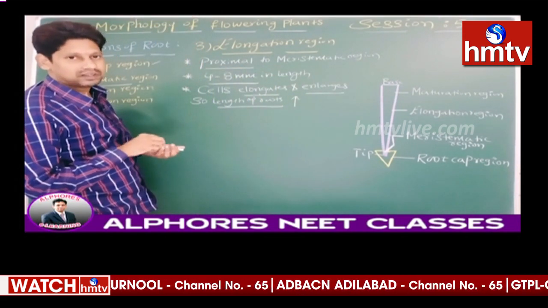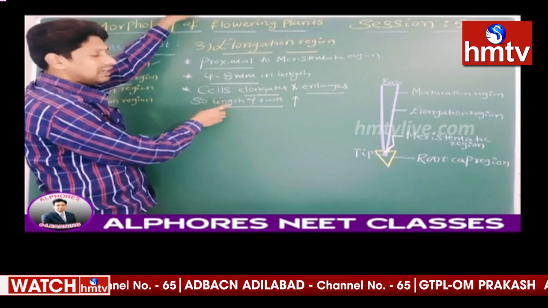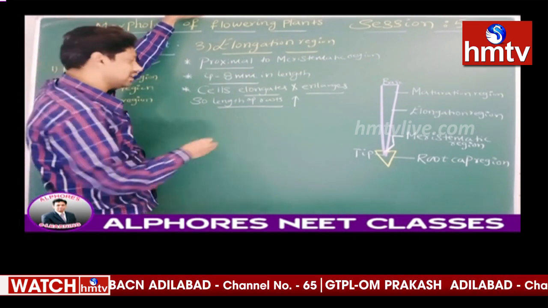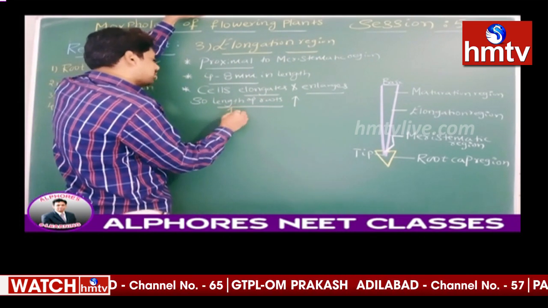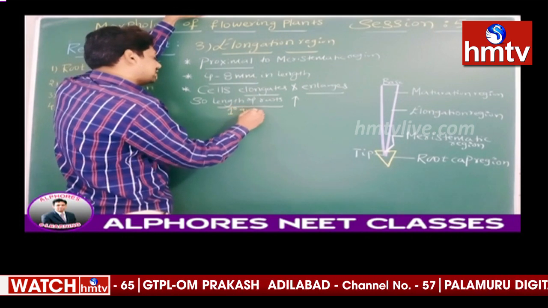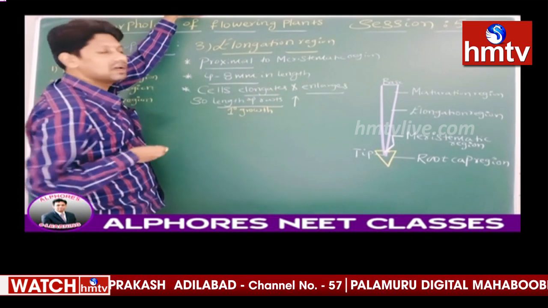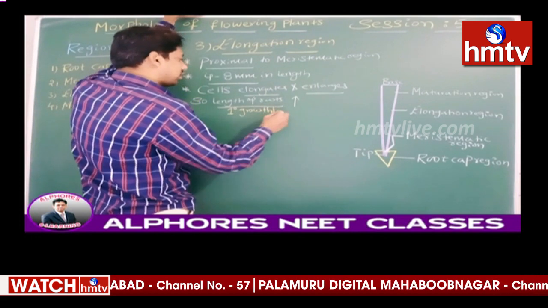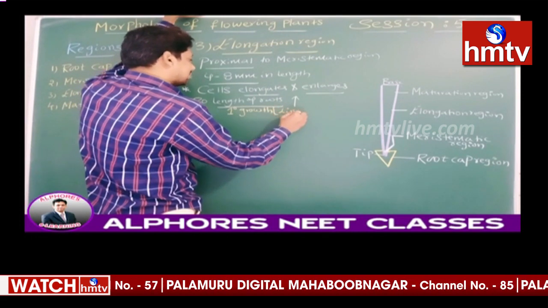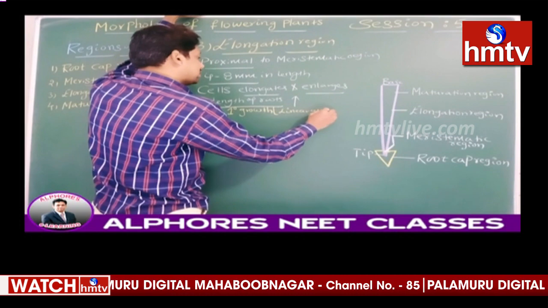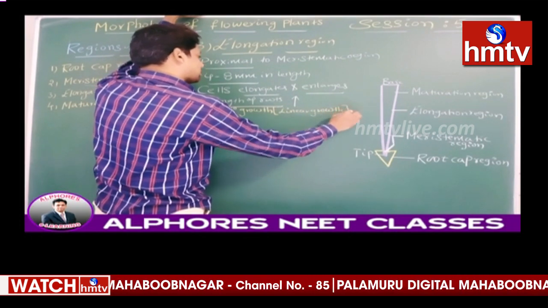Now listen to this statement carefully. Increase in length is called primary growth. Primary growth is also called linear growth.